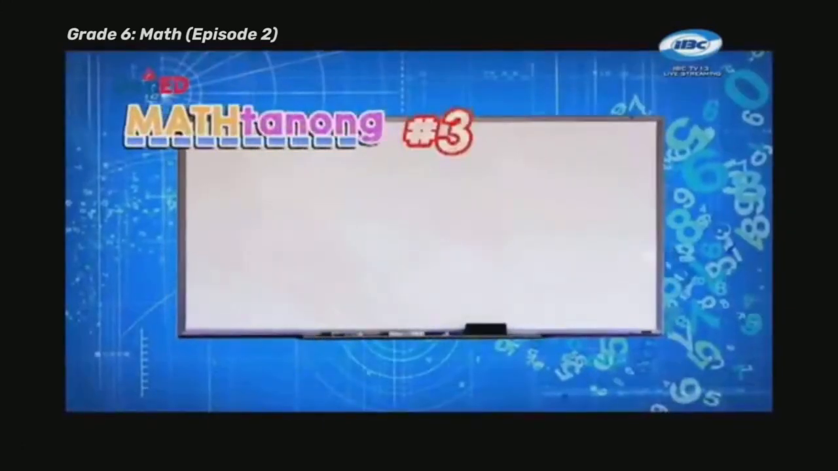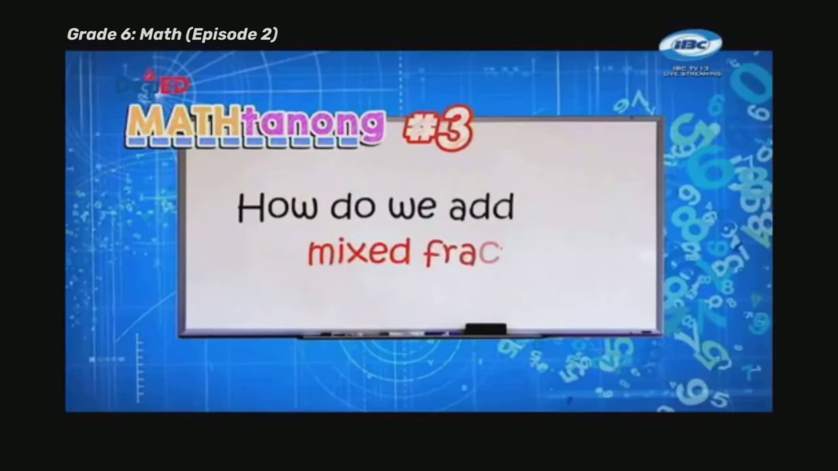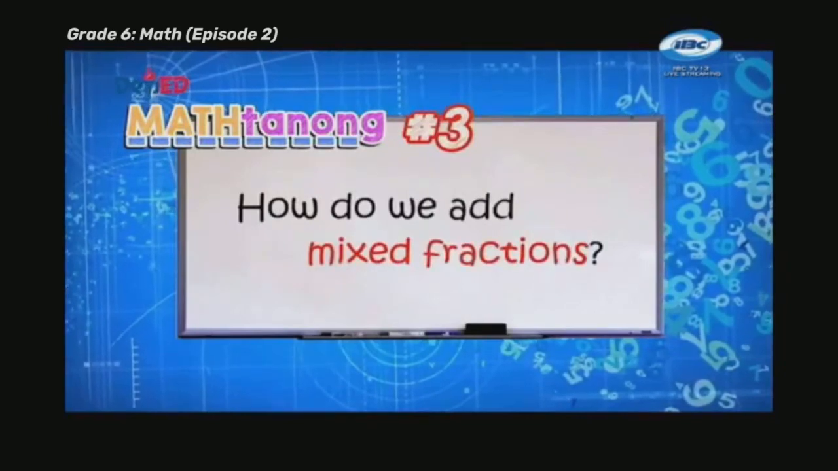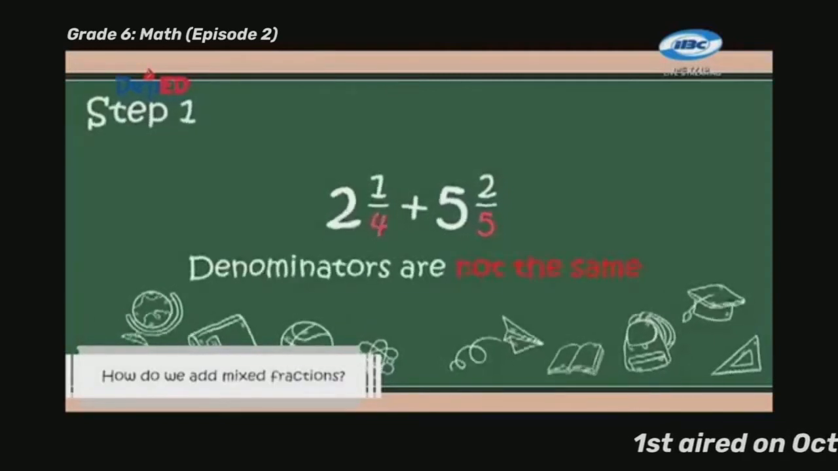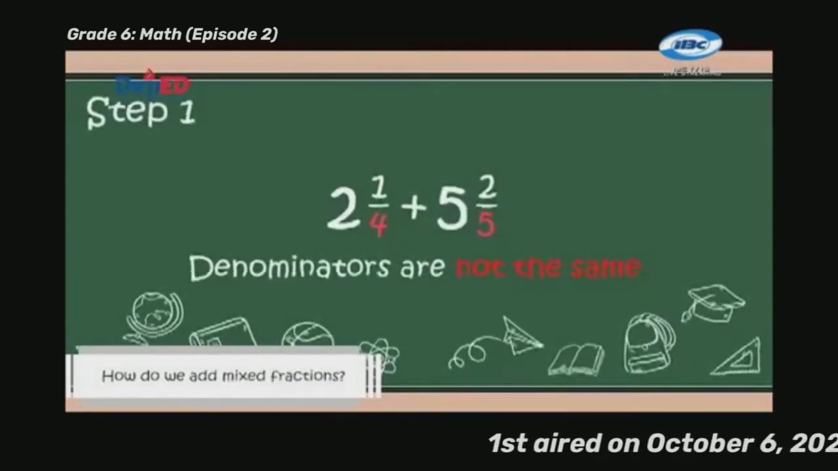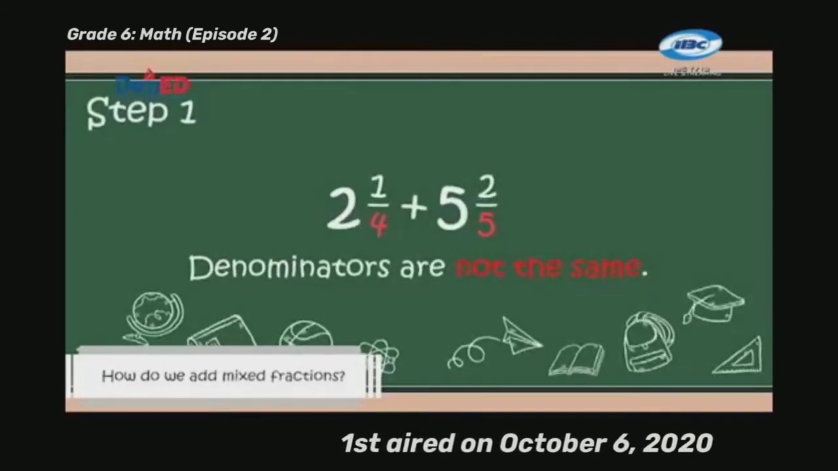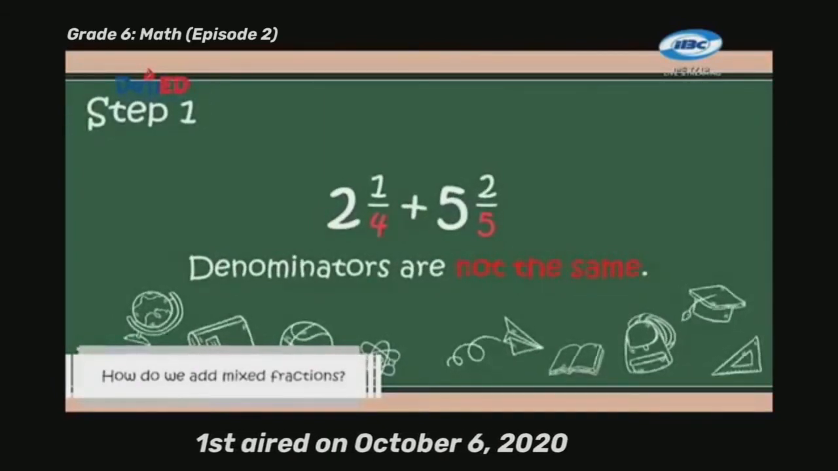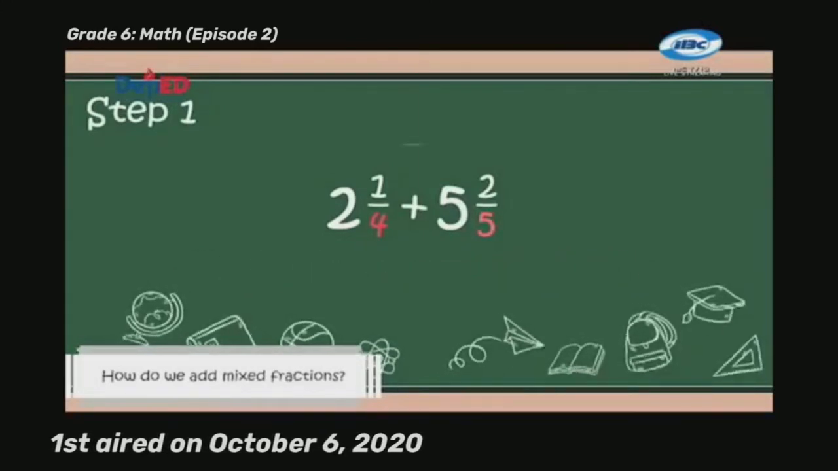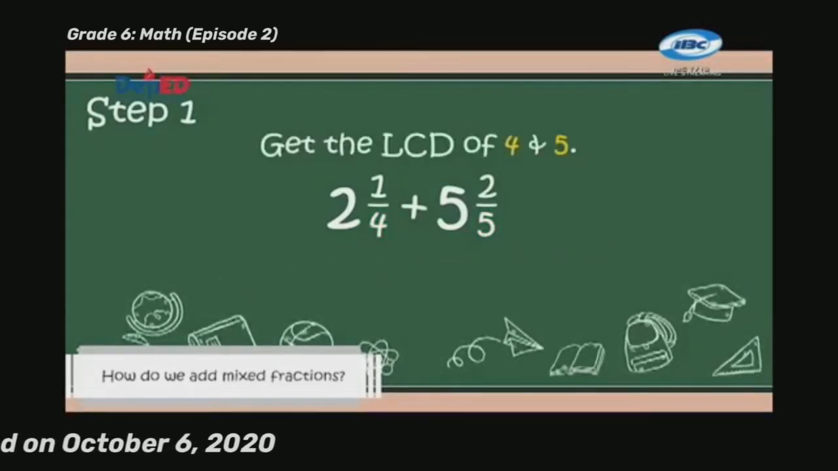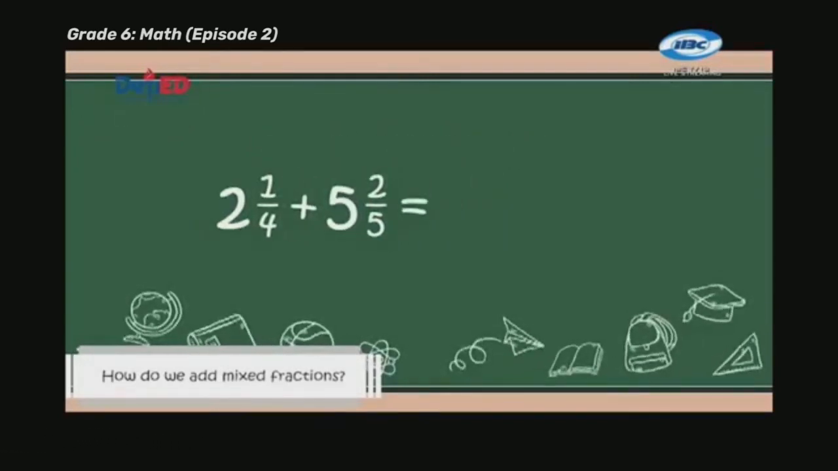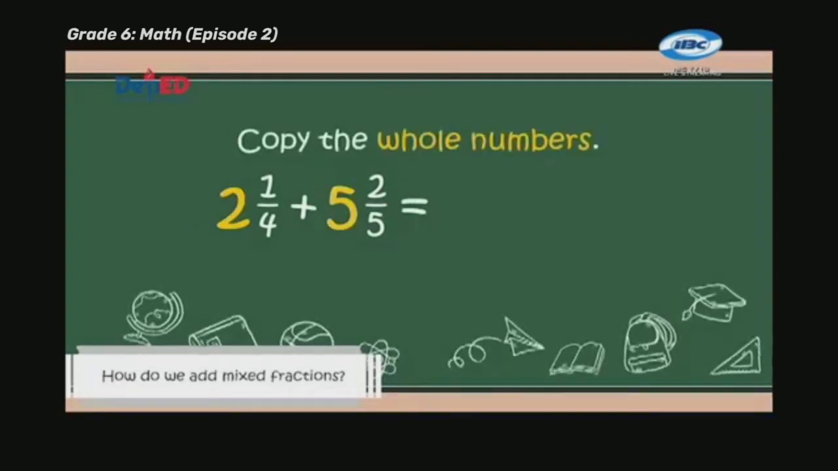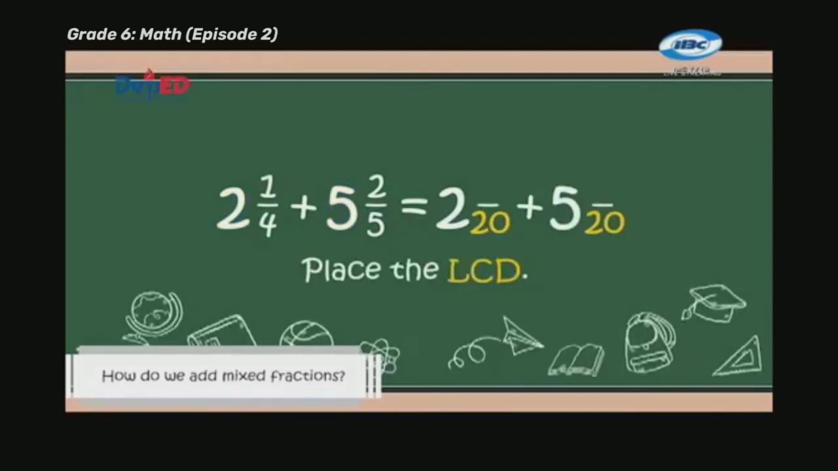Math Tanong number 3. How do we add mixed fractions? Let us try it. Step 1. Since the denominators of the fractions are not the same, we need to change them into similar fractions for we cannot add directly. Change fractions to similar fractions through getting the least common denominator or LCD of 4 and 5. By using any method, the LCD of 4 and 5 is 20. Copy the whole numbers 2 and 5 and put the common denominator.